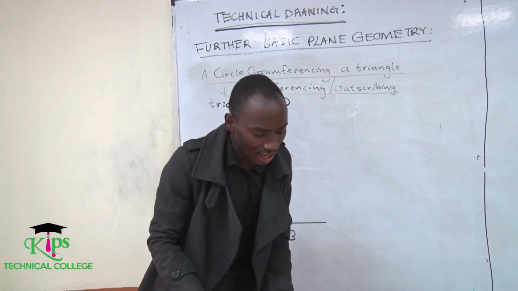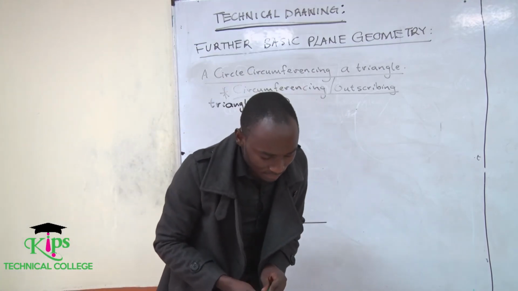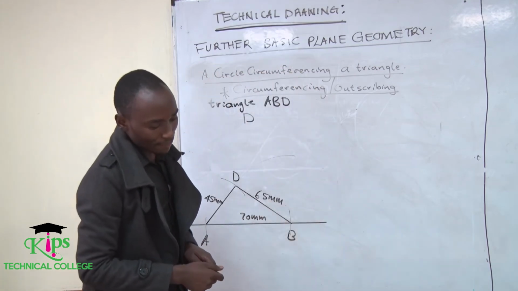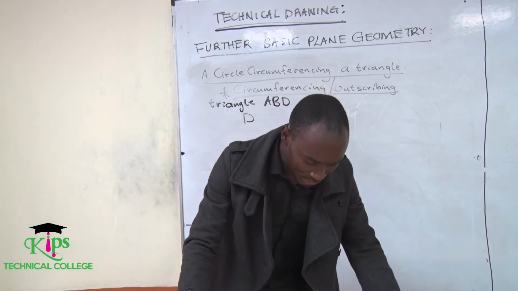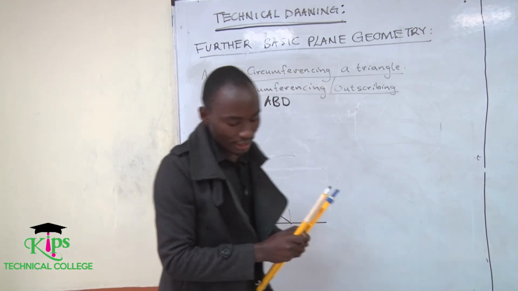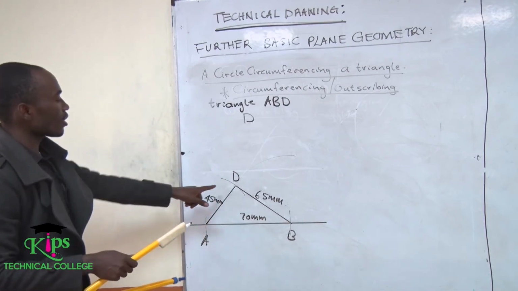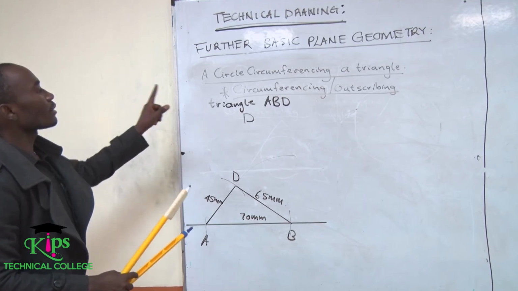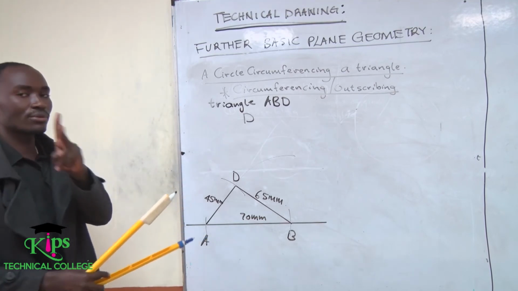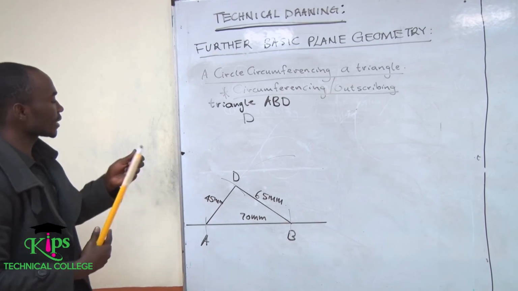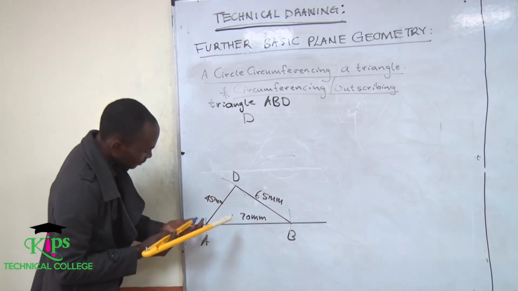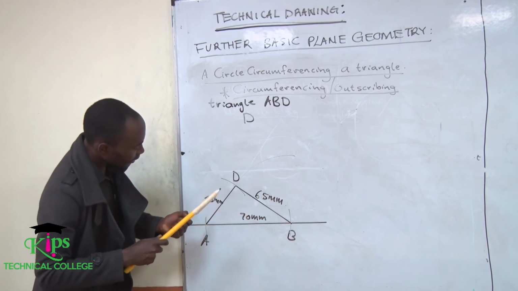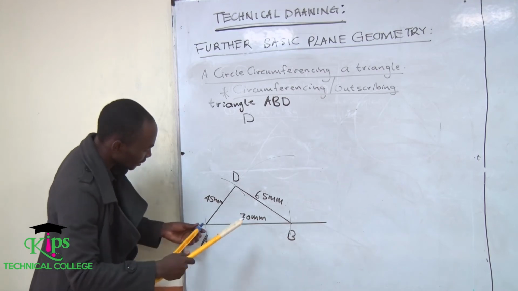Then from there, now you have been told to circumscribe or to outscribe this particular triangle. So how do you get to outscribe a circle around this triangle? So first of all, to outscribe a circle, you need to identify two lines and bisect them like this. Let's take line A and B.